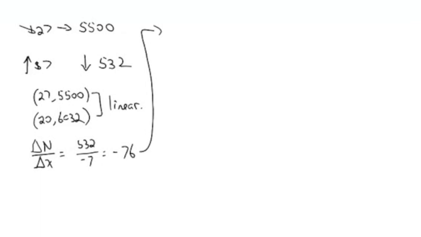N is just the number of people that attend the concert. So this would be changing the number of people between these two numbers. We could do mx plus b. I don't do mx plus b to find the equation of a line.